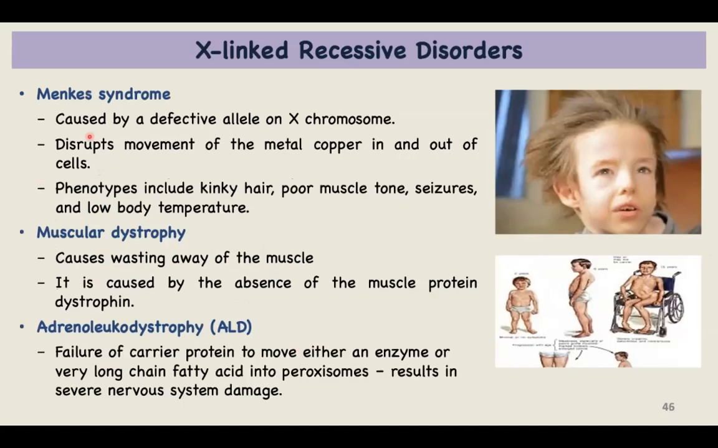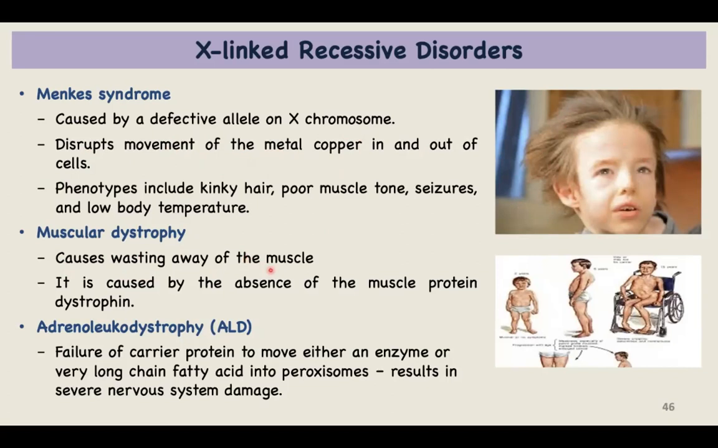Okay, so Menkes, another one is the Menkes syndrome. Okay, this is Menkes syndrome. Dia ada kinky hair. Rambut dia macam very rough, very kinky. Okay, and the poor muscle tone, dia selalu ada seizure, maksudnya sawan. And dia punya body temperature pun is low. This is caused by a defective allele on the X chromosome, and because of the channel, the metal copper channel, moving in and out of the cell, okay, the protein channel.